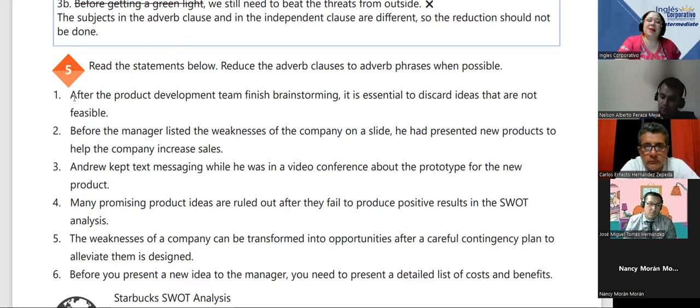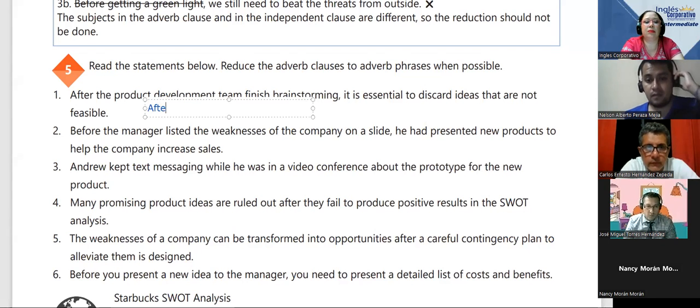Entonces, ¿cómo queda? A ver, ¿me la dicen? After finishing brainstorming, it is essential to discard ideas that are not feasible. Okay, after finishing brainstorming.